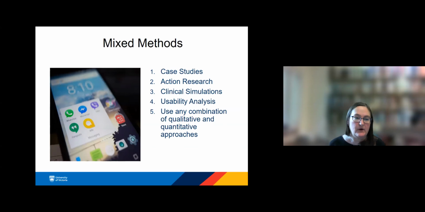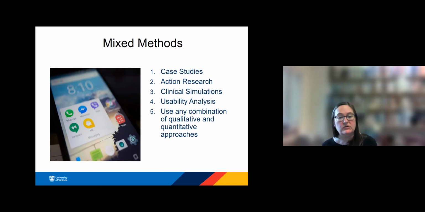And last but not least, I love my mixed methods approaches. And in this case, I've given you some illustrative examples of some of the mixed method approaches that you could use. So for example, it's quite common in the information systems and health information systems literature to use case studies describing how a particular technology is designed, implemented, and then studied to see what effect it has on processes and outcomes.